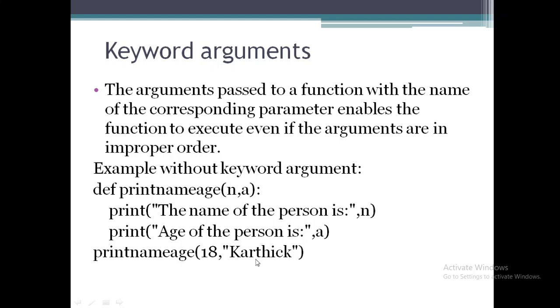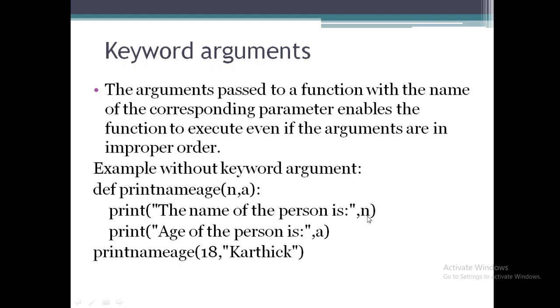Now, when you are calling this function by giving the age first, then the name next, what will happen? It will not create any error. Instead, since Python is a dynamically typed language, this 18 will be stored into n, and this Karthik will be stored into a. That is what will happen, right? And when you are printing the name of the person, 18 is there in n, so it will print name of the person is 18, then age of the person is Karthik.